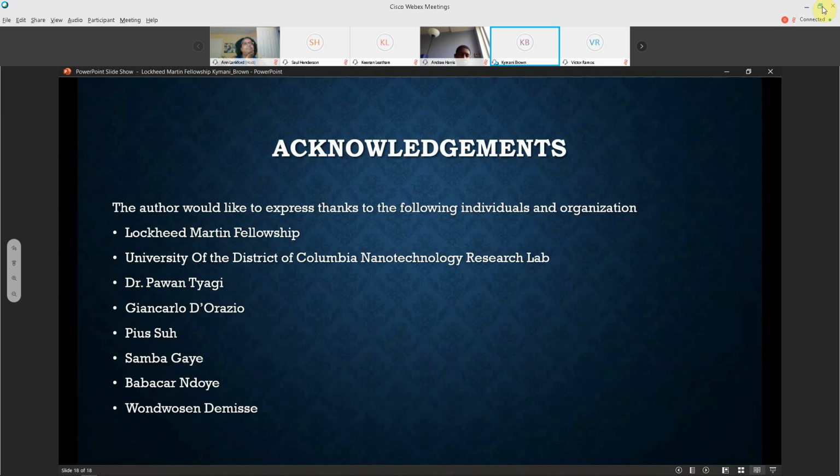And finally, I would just like to acknowledge the Lockheed Martin Fellowship for giving me this opportunity, and also the University of the District of Columbia Nanotechnology Research Lab for providing me with the facilities required to complete this research. Dr. Pawan Tyagi for being a very good mentor and guiding me throughout the process. Giancarlo, Pius, Samba, Babukar, and Wadlison for giving their input in analyzing and making sense of all the data that I collected. Thank you. I hope that wasn't too fast, but I was trying to complete everything in the time.